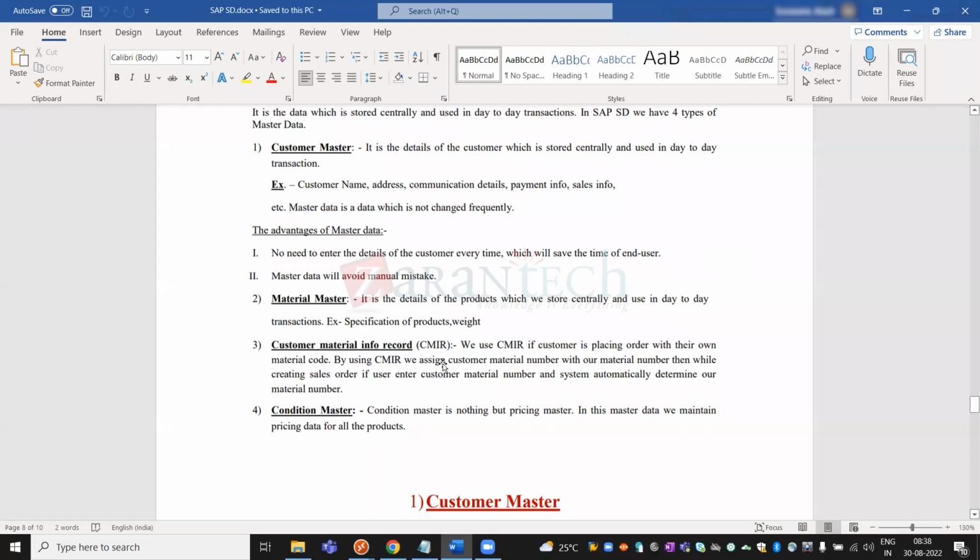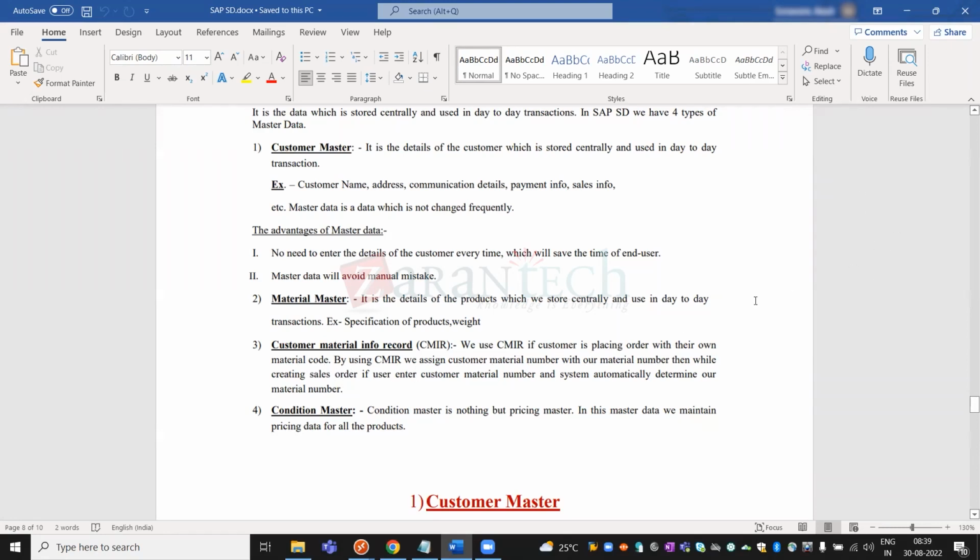Then the next one is customer material info record. Suppose you can take examples like DHL or Big Weather or Dollarama. Likewise, your client has a huge business. Okay, you are working for an XYZ client, but the XYZ client has a huge business. He has different materials or different products. So he has product 1, product 2, product 3, product 4. For his ease of business, he gives product 1 the name X, product 2 the name Y, product 3 the name C.